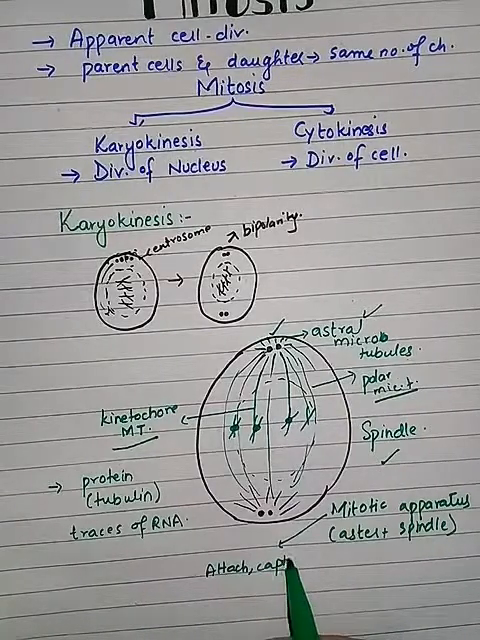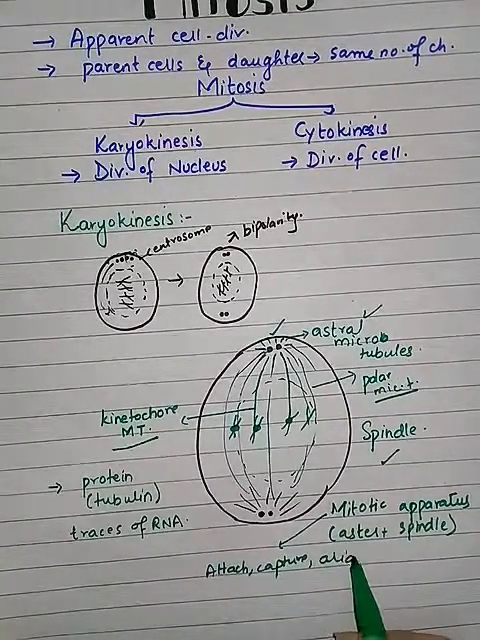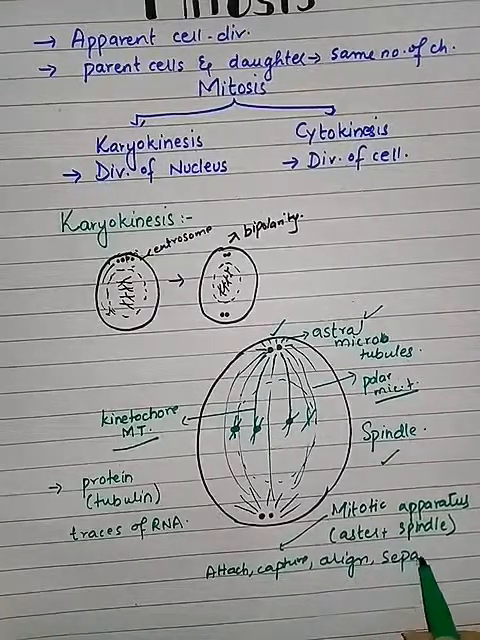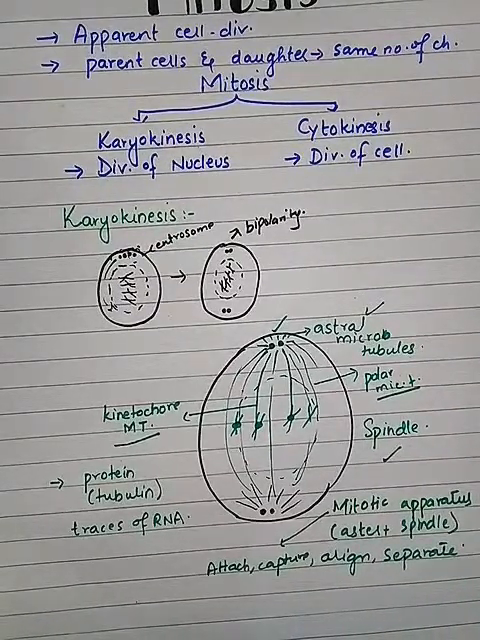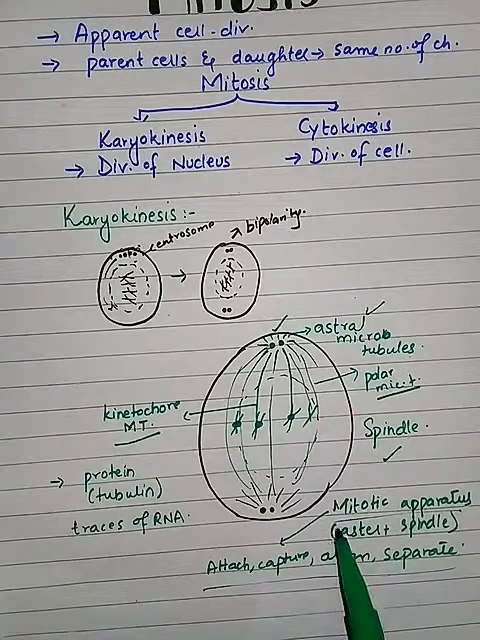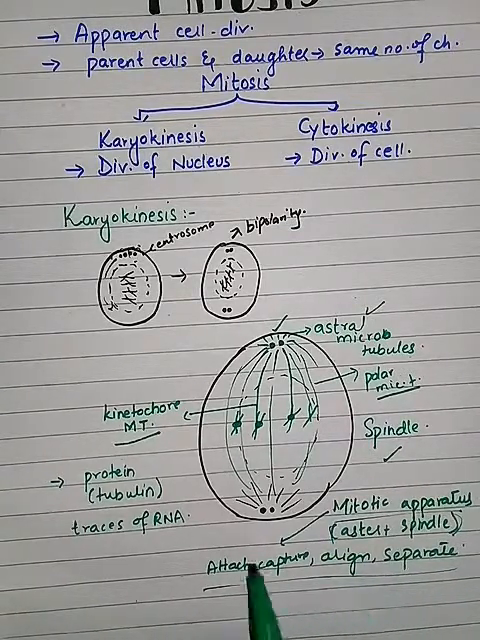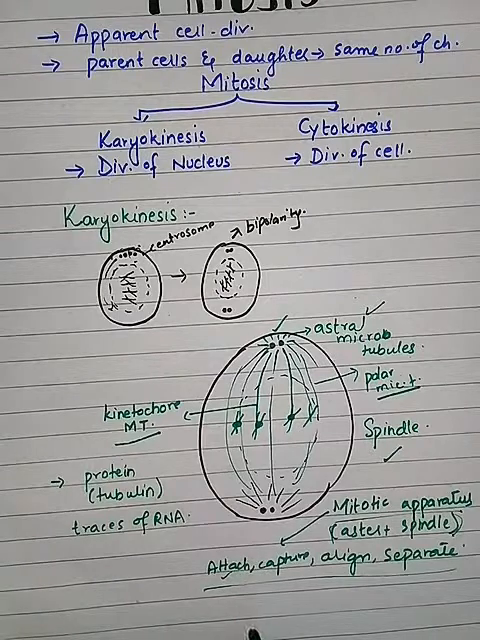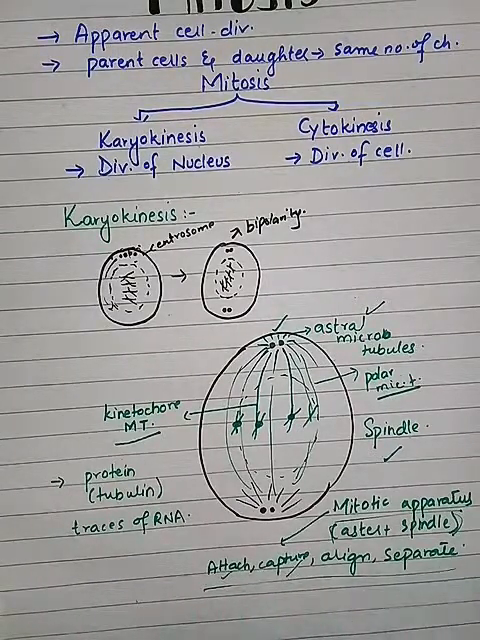The mitotic apparatus will attach, capture, align and separate the chromosomes so that equal distribution is ensured, because we know that mitosis is the cell division which will ensure the equal division of the chromosomes in the daughter cells. So we have to make sure that the chromosomes are equally divided. This function is performed by the mitotic apparatus, which is composed of aster and spindle, and it will attach to the chromosomes, then capture them, then align them accordingly, and finally separate them equally, making sure that equal distribution is ensured.